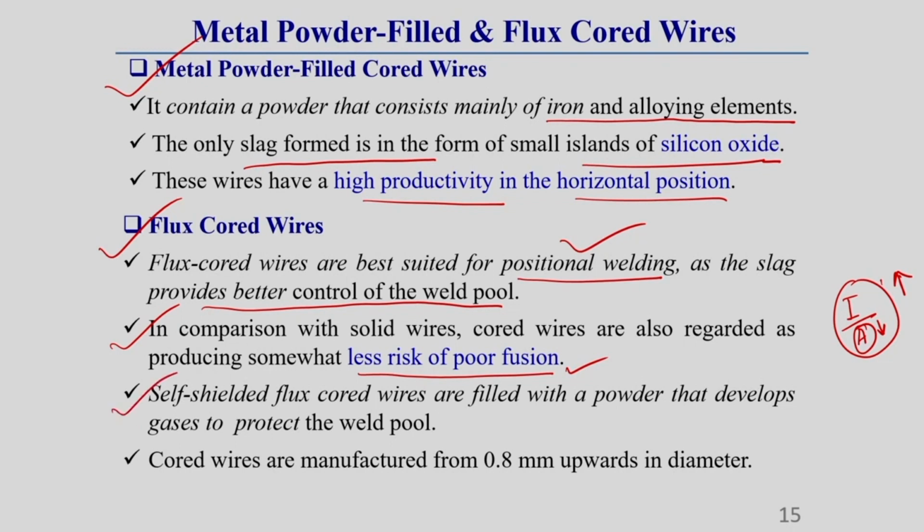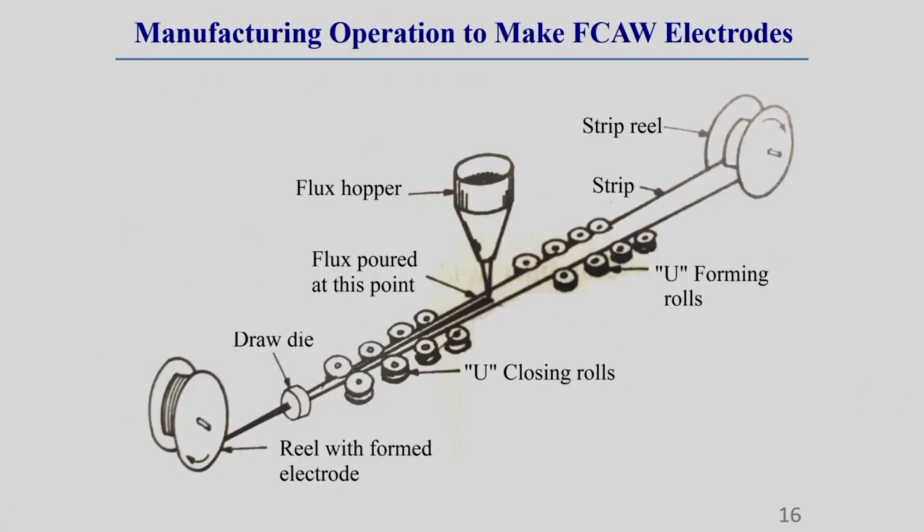As the burning flux makes the shielding gas, it is also called self shielded flux core wire, and it is also a core wire. One thing you should keep in mind: this core wire has a diameter range varying from 0.8 mm upward. Here I am just showing how to manufacture this flux core arc welding electrode. I am showing the details here.